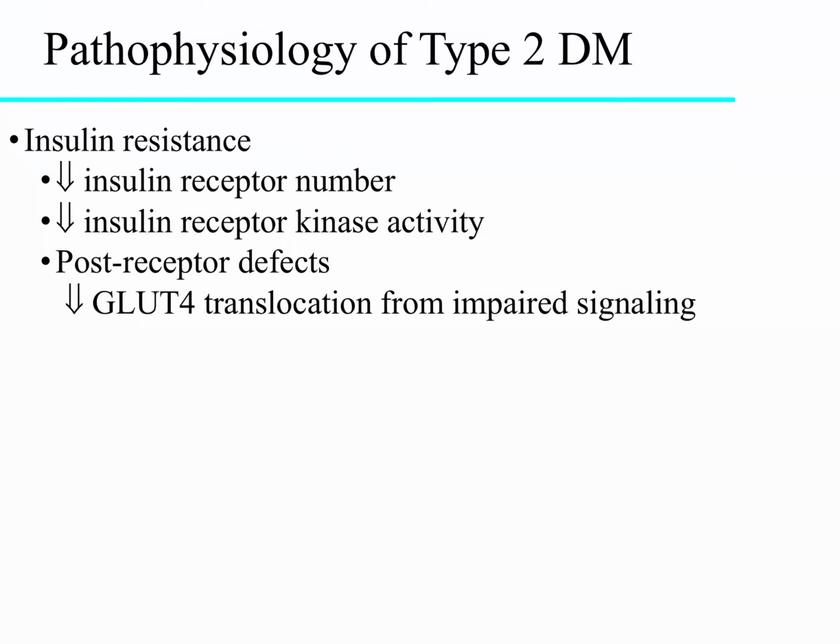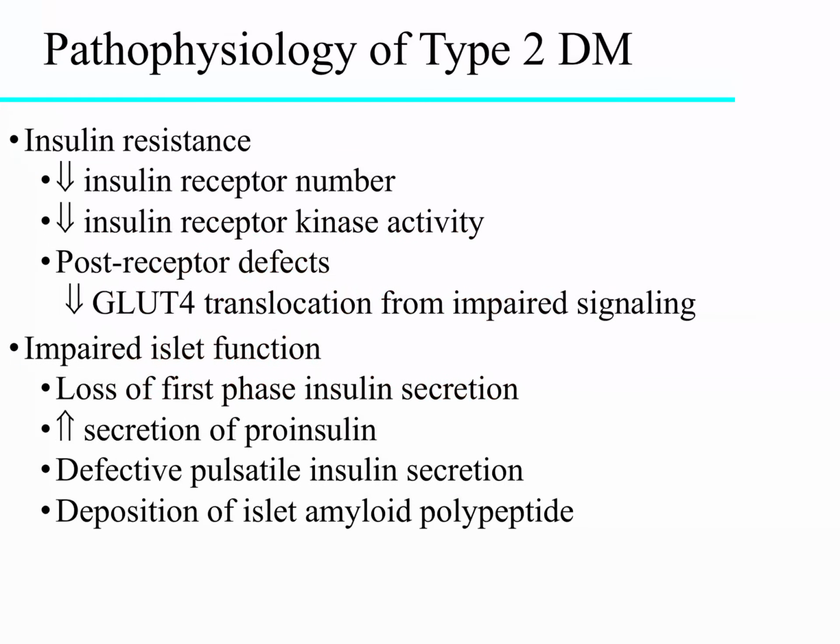What is the pathophysiology? Pathophysiology, the reasons why a person develops type 2 diabetes. There could be insulin resistance, that is receptor abnormality, or impaired islet function, that is decreased insulin secretion. There could be n number of causes like the post-receptor defects, insulin receptor kinase activity, decreased insulin receptor numbers, etc.